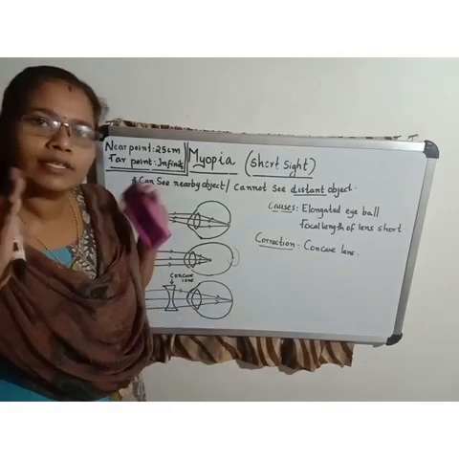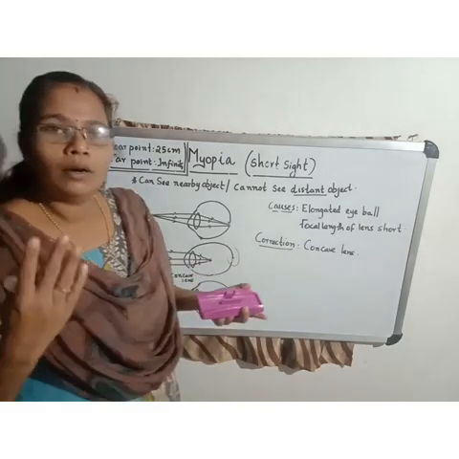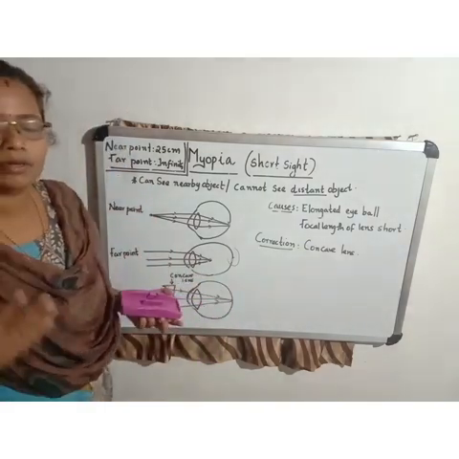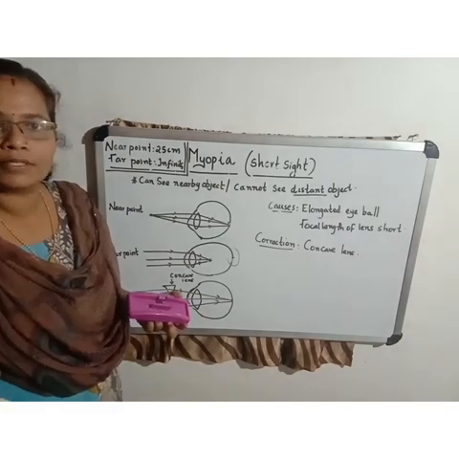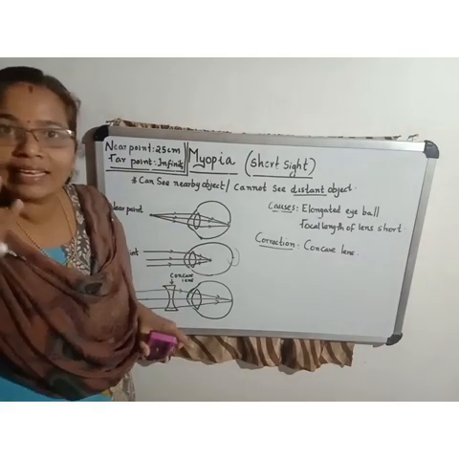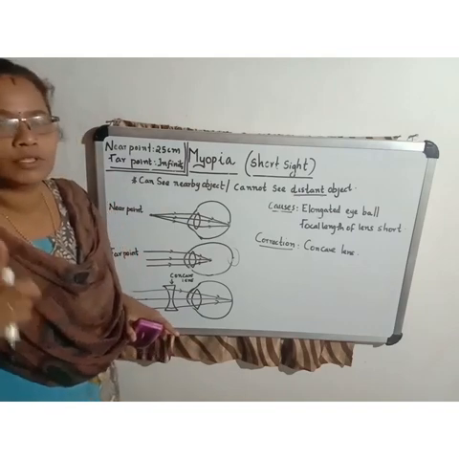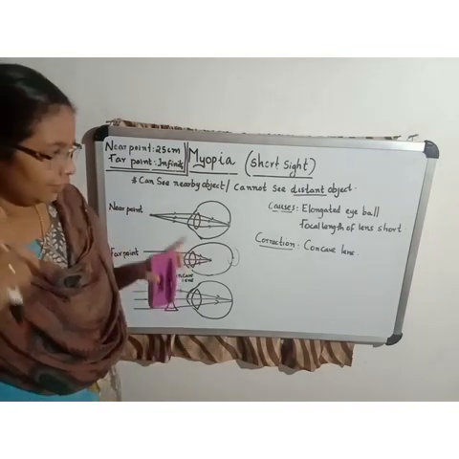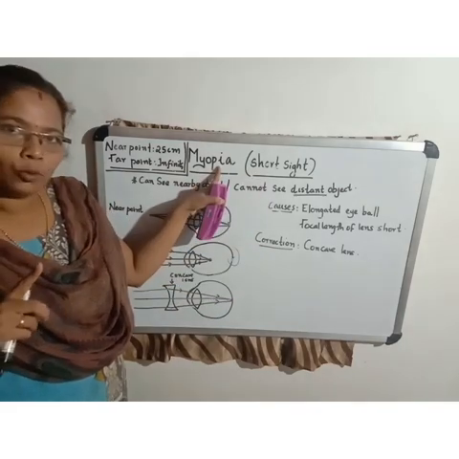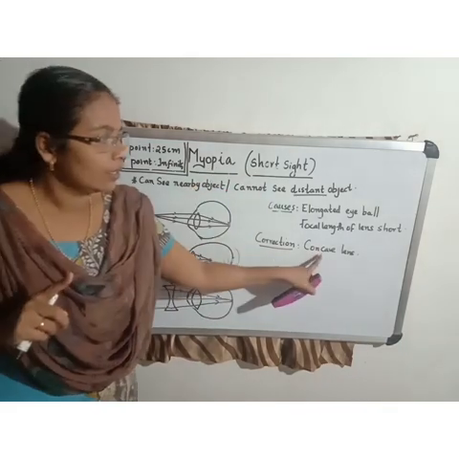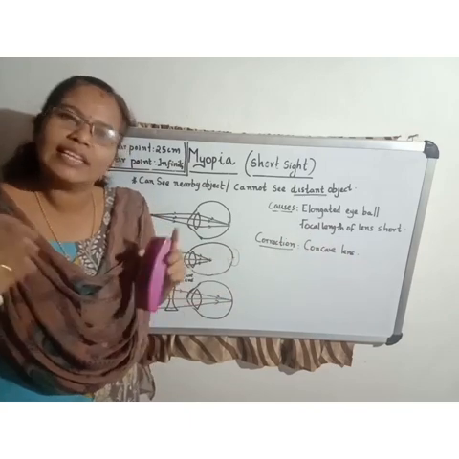Now we are using spectacles. For a myopic person, we can correct it. We are using lenses, spectacles, for the correction. Which lenses are used for those spectacles? For a myopic eye, we are using a concave lens for its correction.